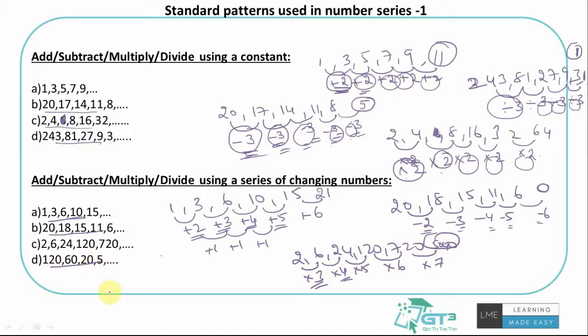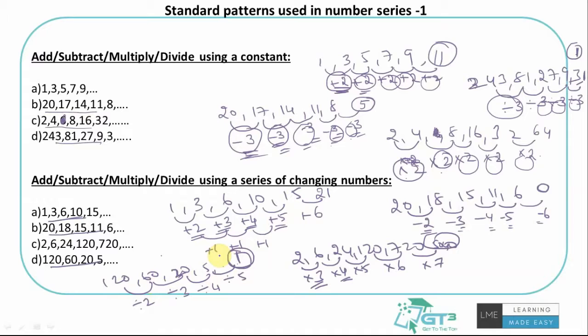The final example, 120, 60, 20, so on. So 120, 60, if I divide by 2, I'll get 120 by 2 is 60. 60 divided by 3 will give me 20. 20 divided by 4 will give me 5. So technically I should divide the next term by 5. So 5 divided by 5, 1 would be my next term of the series.